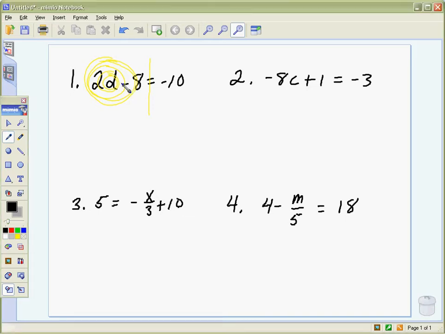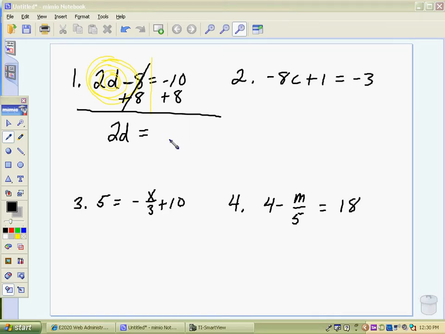Now 8 is being subtracted from this left side of the equation, so I'm going to add it. Since addition is the opposite of subtraction, I add 8 to the left side of the equal sign. Now I add 8 to the right side of the equal sign. This goes away. Now I'm going to bring down everything that's left. The 2d is left, the equal sign is left, and I have negative 10 plus 8.